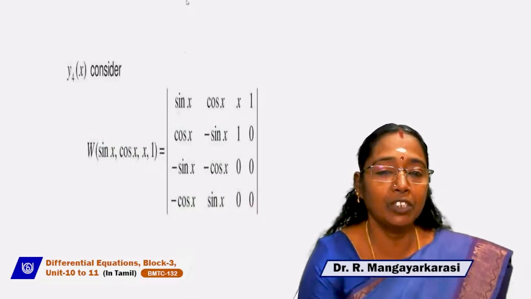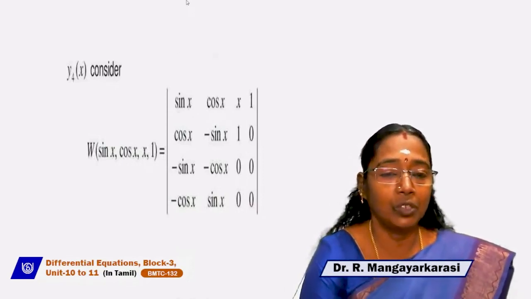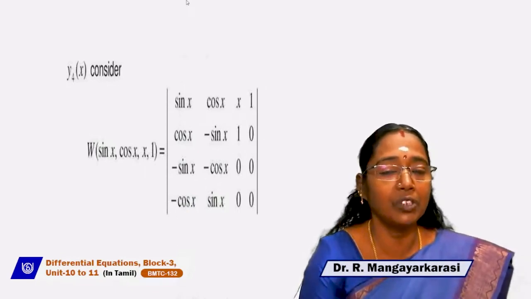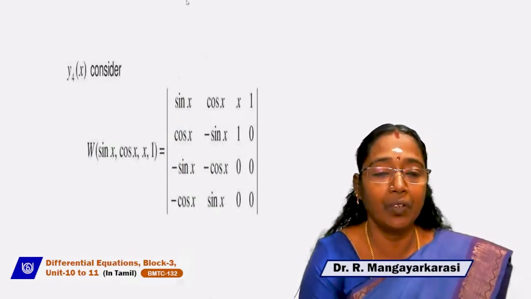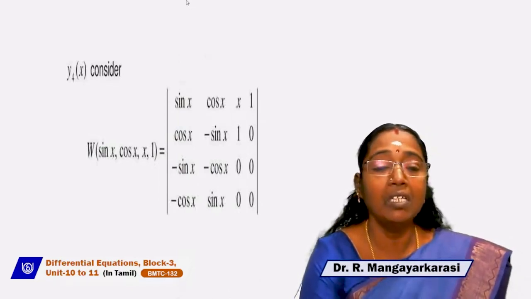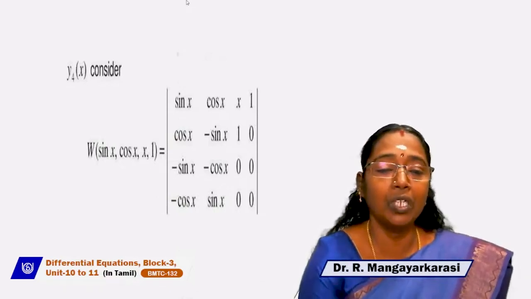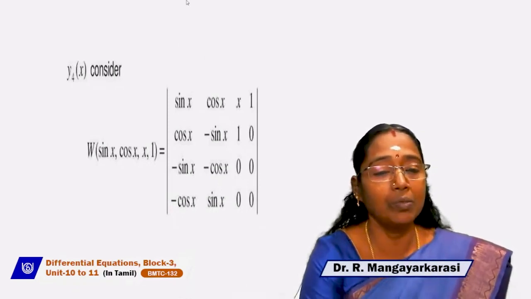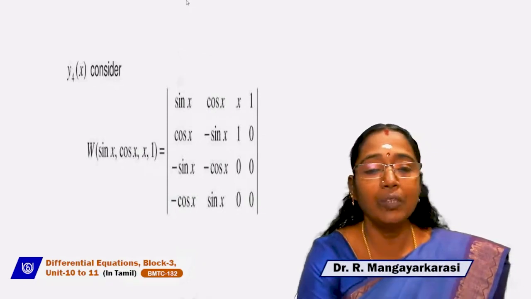Now how to obtain the first row? The first row is just the given functions. In the second row you write the first derivative of the first row. In the third row you obtain the second derivative. In the fourth row you obtain the third derivative. So the first derivative is the second row, the second derivative is the third row, and the third derivative is the fourth row.